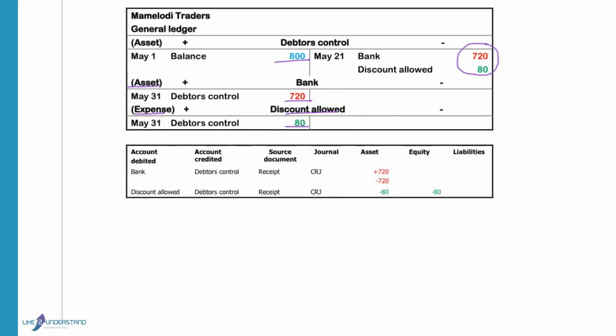The bank account is debited to increase the assets with the money received. Debtors control is credited to reduce the asset with the amount that was paid. We will issue a receipt and we record this in the cash receipts journal. We allow discount. Discount allowed is the expense. Expenses increase on the debit side. Expenses decrease the profits, so the owner will get less profit, so equity will decrease with 80. Debtors control is credited to decrease the assets with 80.